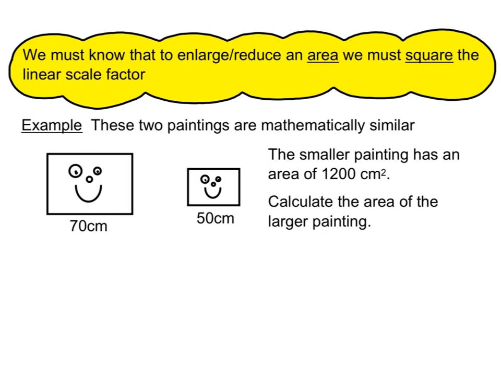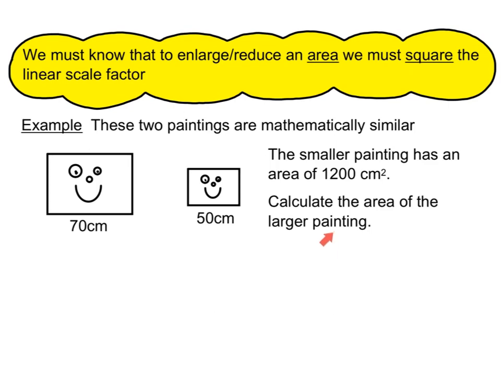So questions like this will come up where you've got two paintings which are mathematically similar. It will give you maybe some lengths on the sides of the shape, which are corresponding to each other, and then it will probably tell you the area of one of the two shapes. So in this case, the smaller painting has an area of 1,200 square centimetres. And we are asked to calculate the area of the large painting.